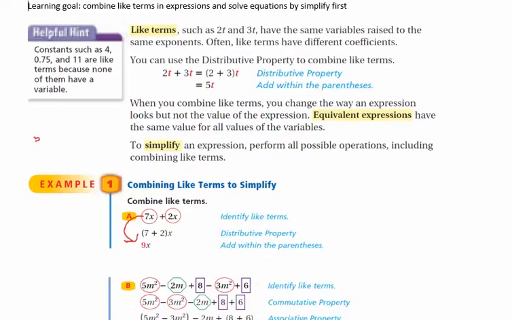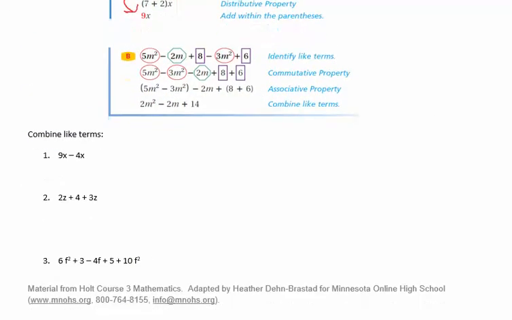Now, if there's more than one variable, then you have to be a little more careful. They use red circles around the 5m squared and the minus. I'm going to make my circle a little bigger because that minus sign has to go with it. So we have 5m squared minus 3m squared. And then they used a green hexagon for minus 2m. There's only one of that, so it doesn't have any like terms. And then they have this purple box around the plus 8.